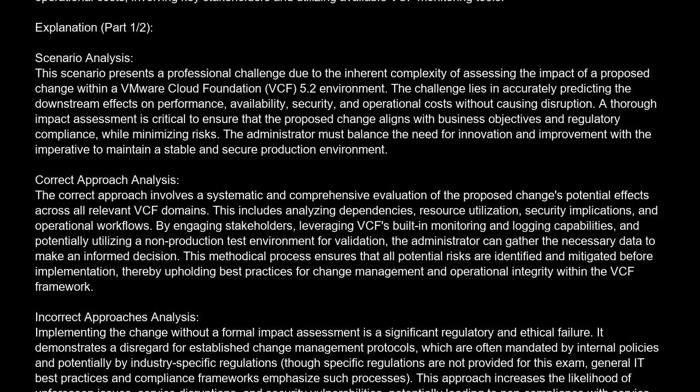The correct answer is C. Conduct a comprehensive impact assessment that analyzes potential effects on performance, availability, security, and operational costs, involving key stakeholders and utilizing available VCF monitoring tools.